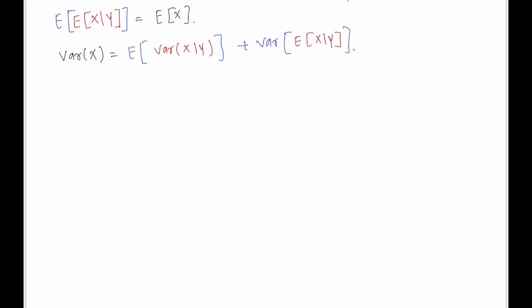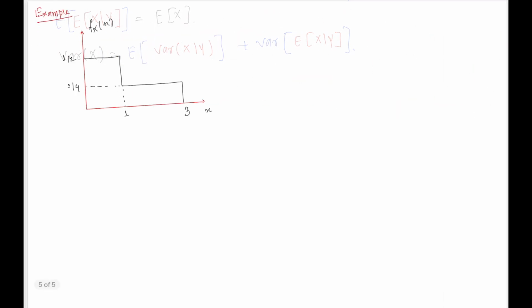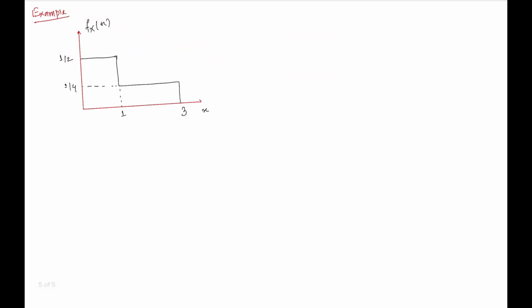Let's try to look at a few examples. Let's look at this simple example. We have this random variable x, and it is a piecewise uniform random variable, right? And what we are trying to find is the total expectation, or the expectation of this random variable x, and the variance of this random variable x.